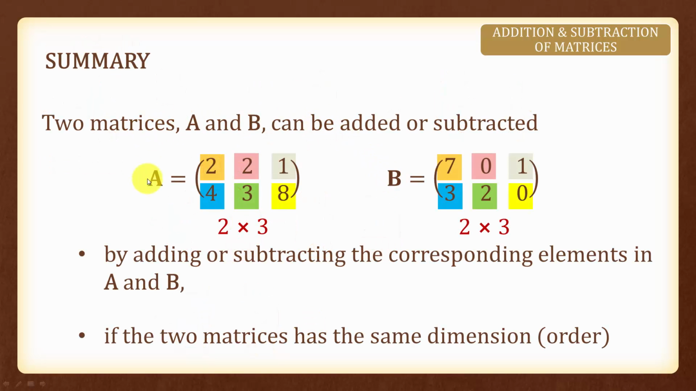To add or subtract two matrices, we will simply add or subtract the corresponding elements in the matrices, and this is only possible if the two matrices have the same dimension. That's all for this topic.